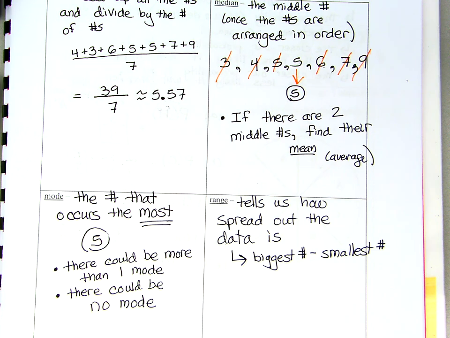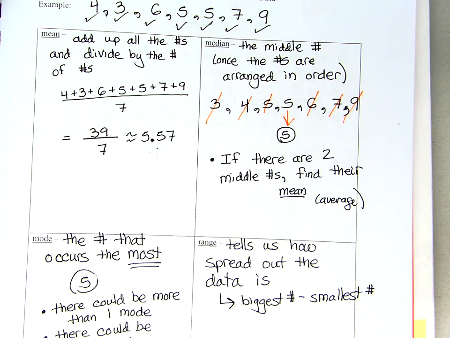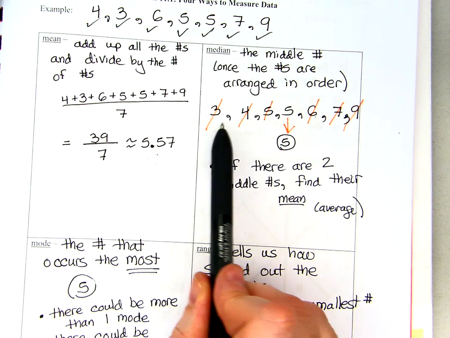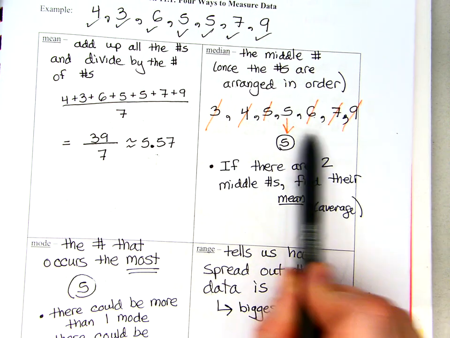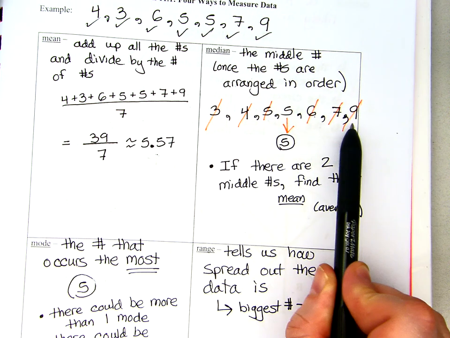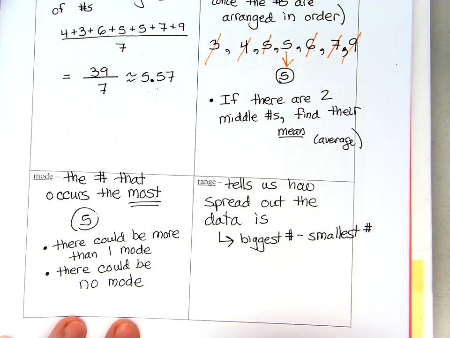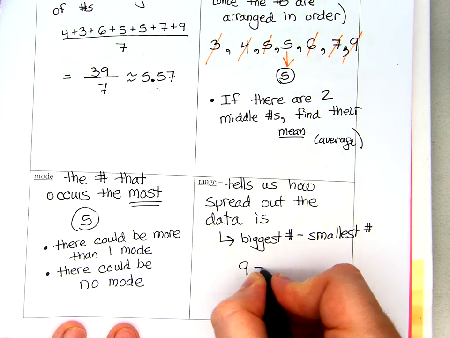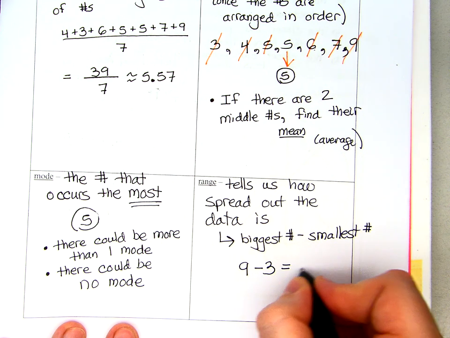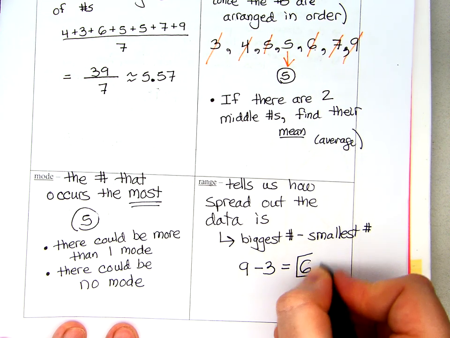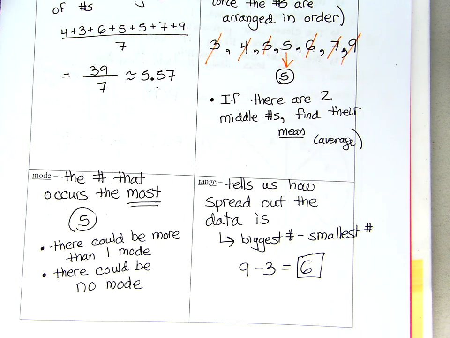So in this case, I could go back to the original data, but I actually still think it's going to be most helpful to use the data in order because I clearly see my biggest number is 9 and my lowest number is 3. So I'm going to do the subtraction problem, 9 minus 3, and I'm going to get 6 for my range. There's a difference of 6 between my biggest number and my smallest number.